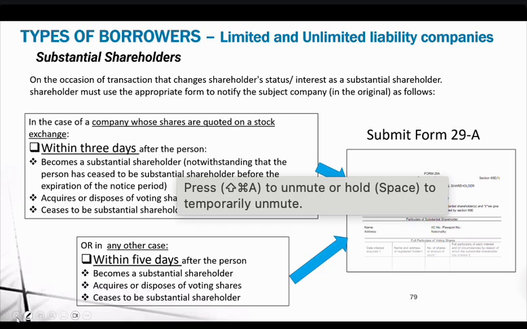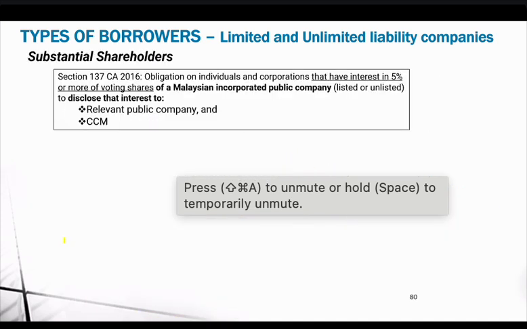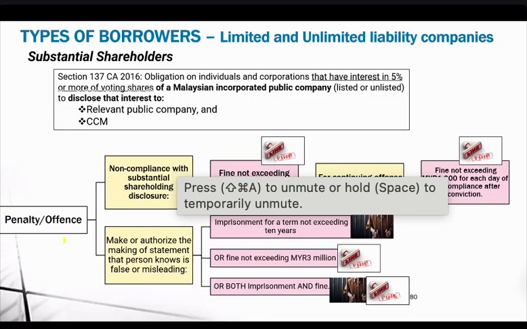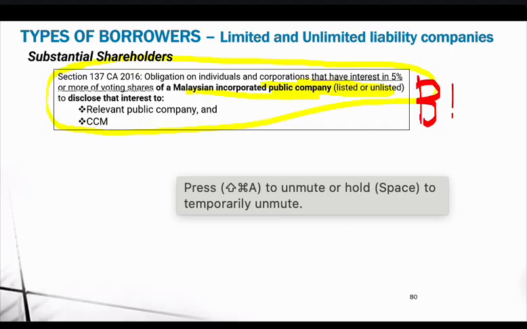So on slide 79, you'll submit what they call Form 49A. If it's listed on the stock exchange, it's within 3 days. Any other case, within 5 days. And here, like I said, it applies to public companies. So you write down here, this only applies to Berhad, just to make it easier for your reference. Berhad only.